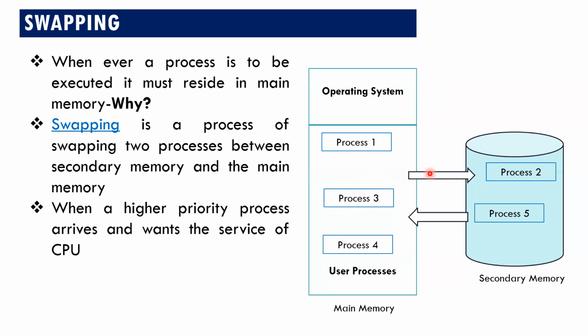So the process of moving the processes between the main memory and the secondary storage is called as swap in and swap out. So bringing the process from the main memory to the hard disk is called as swap out, and bringing the process from secondary storage to the main memory is called as swap in.